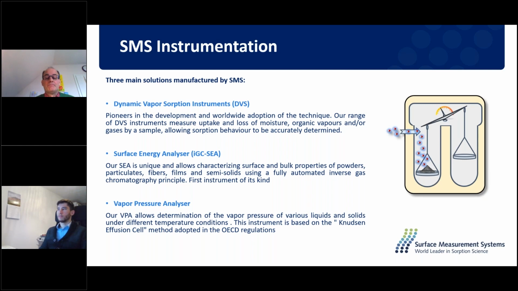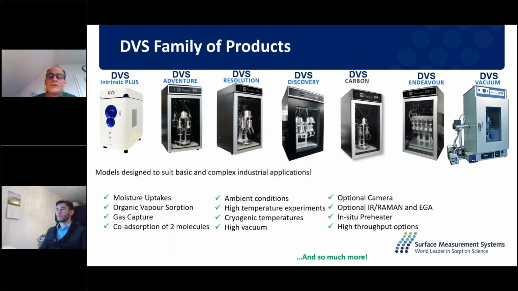different materials. Last but not least, and we will see more later with Paul, that's a vapor pressure analyzer, to make measurements of the vapor pressure of liquids and solids. So that's the system and the measurements, where Paul will tell you much more.